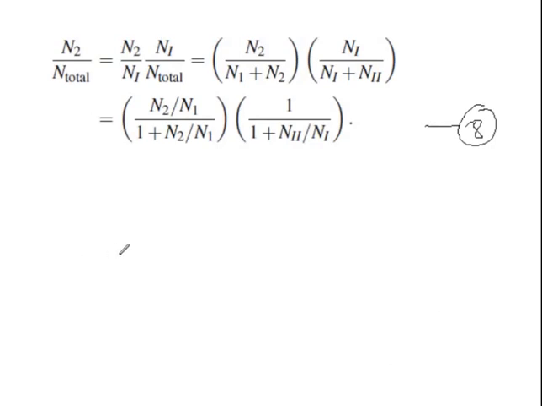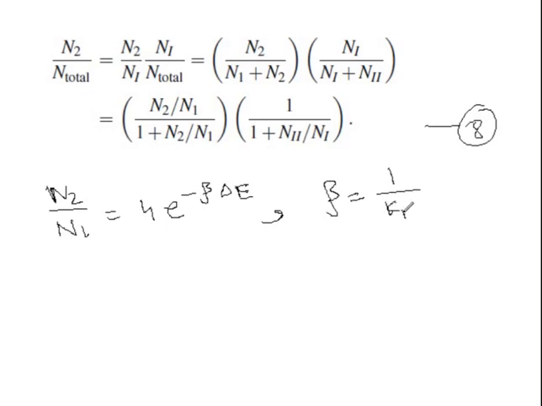Now for hydrogen we have N2 by N1 equal to e to the power minus beta delta E, where beta is equal to 1 by kBT, and delta E is basically E2 minus E1, which is equal to 3 by 4 E0, which we introduced. So E0 is basically 13.6 eV.